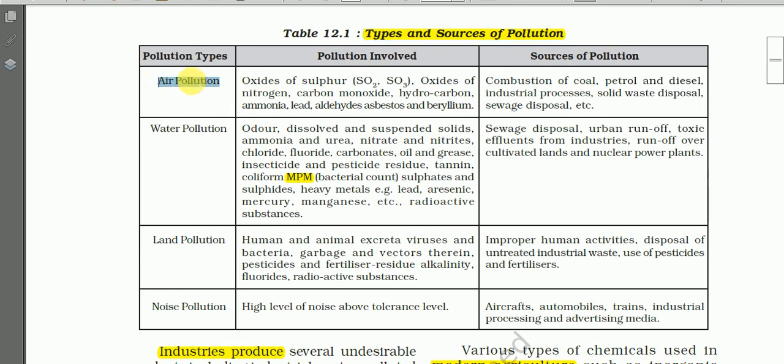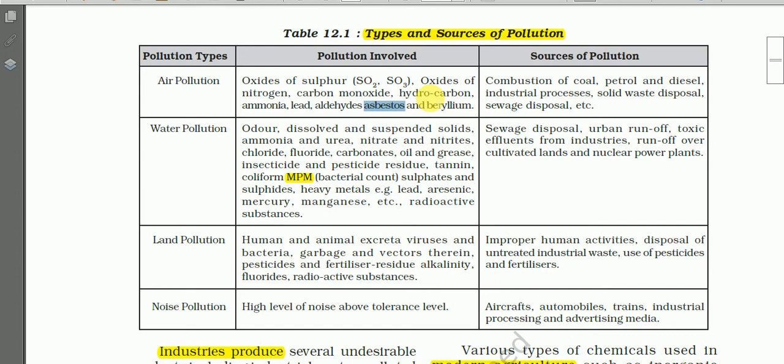So here is the type of pollution, air pollution. The pollutants involved, meaning the substances, are given here, then the sources of pollution are given here. So let us read about air pollution. We have these oxides of sulfur, that is sulfur dioxide, sulfur trioxide, then oxides of nitrogen, then carbon monoxide, hydrocarbon, ammonia, lead, aldehyde, asbestos, and beryllium. Asbestos releases some fibrous substance, and if we breathe in asbestos fiber, then our lungs may be damaged.